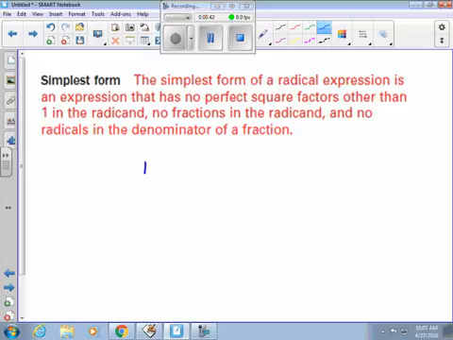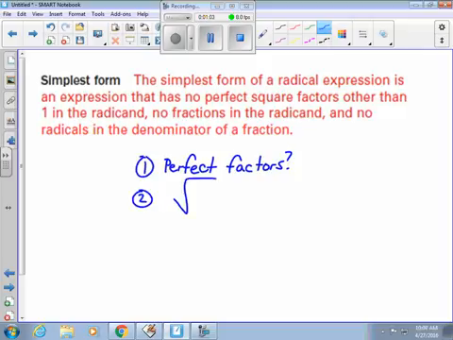The first question, everybody write this down if you don't have this. The first question is perfect factors. We're going to write it as short as we can. Perfect factors, question mark. Number 2, fraction under the radical. Number 3, radical at the bottom. Those are the 3 questions.